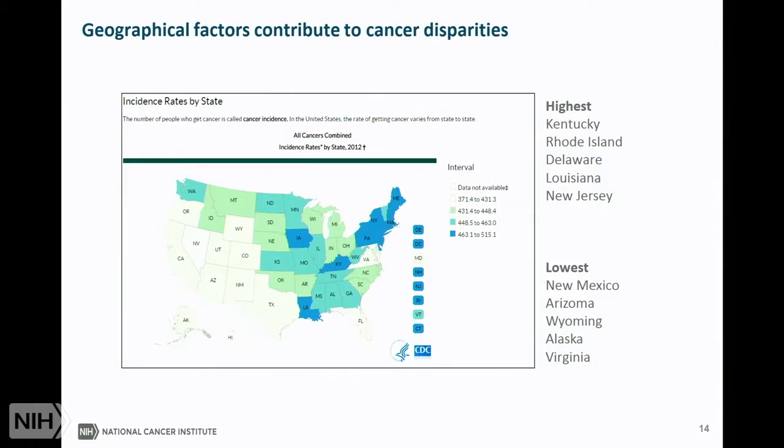So in terms of factors that could contribute to disparities, at a very high level, the first thing to note is that geography matters. So why does geography matter? This is just a picture of the United States broken down by state.